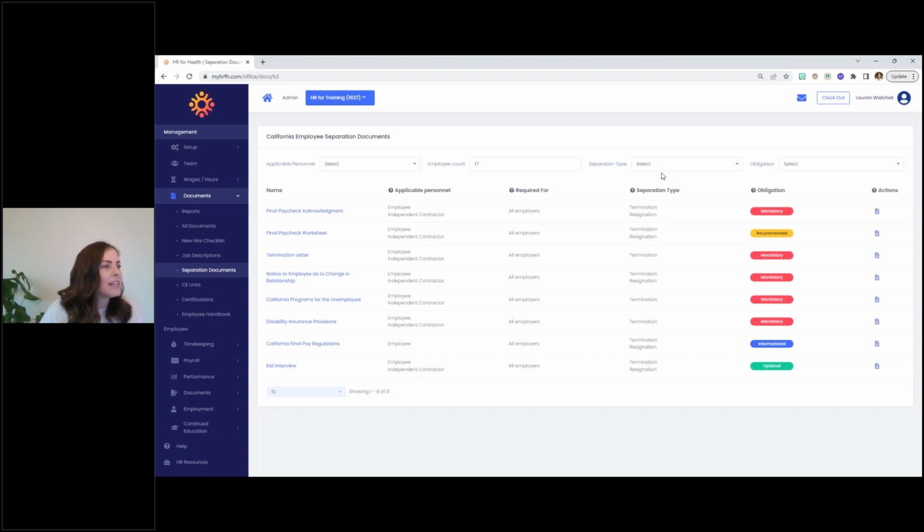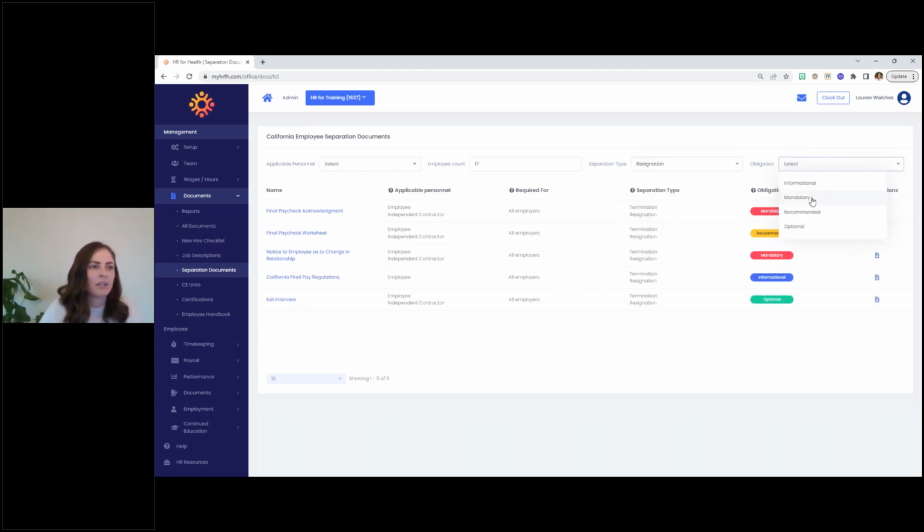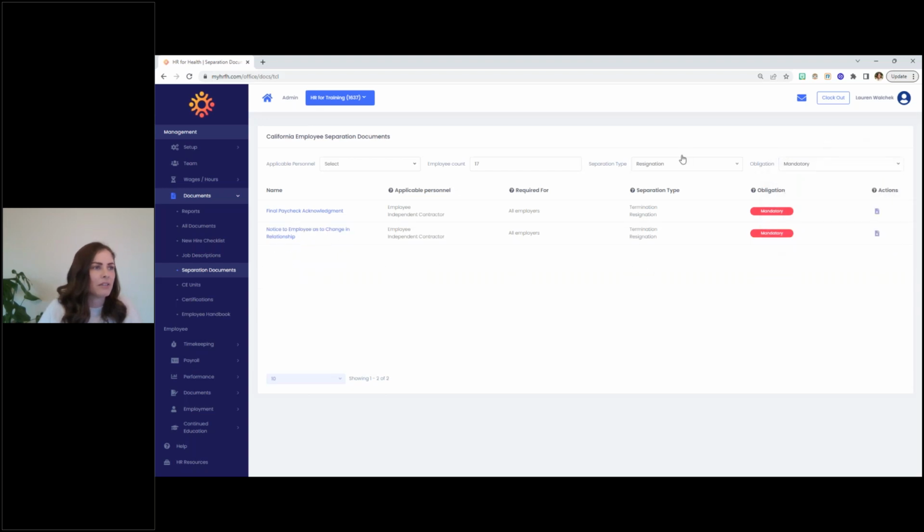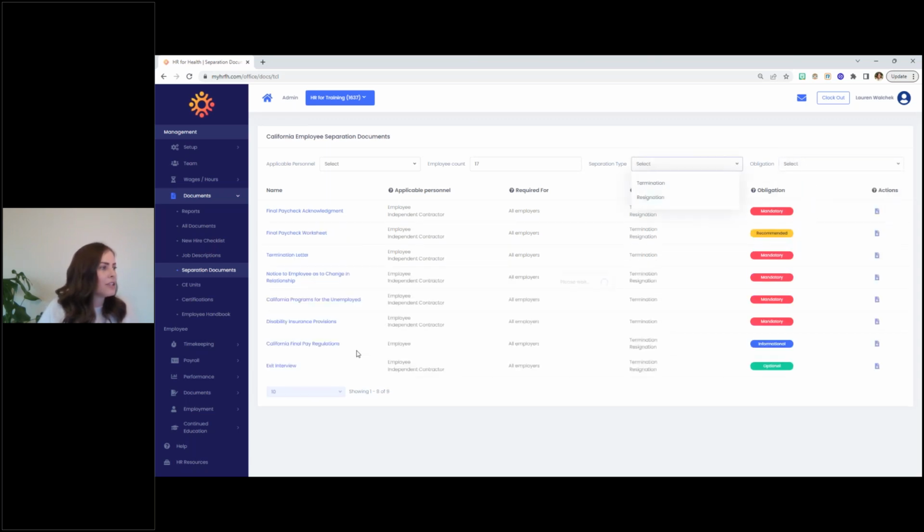So let's say there is a resignation and I only want to do the mandatory document. You can filter up here and just see these two documents are what I need for this specific resignation. So all of this information's here. I'll also clear this and show you the final pay regulations.